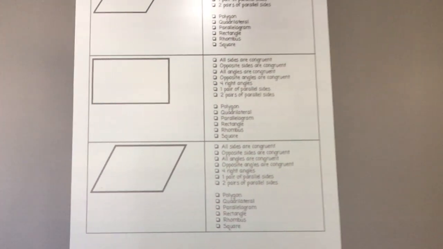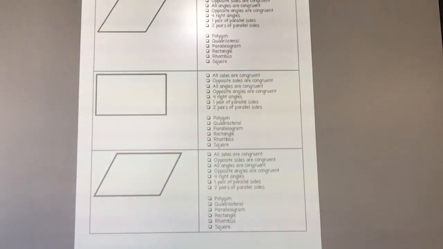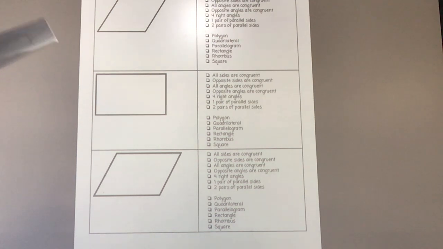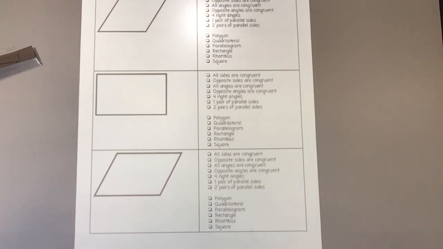All right, let's check. You should have marked off: opposite sides are congruent, opposite angles are congruent, 2 pairs of parallel sides. It's a polygon, a quadrilateral, and a parallelogram. All right, backside.